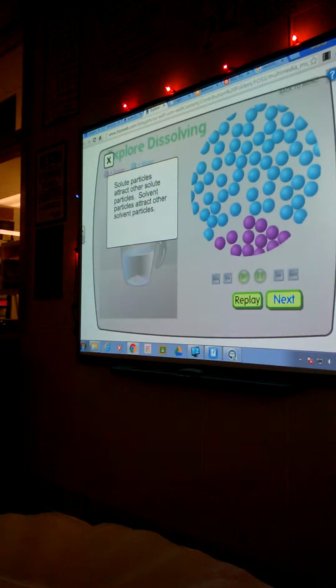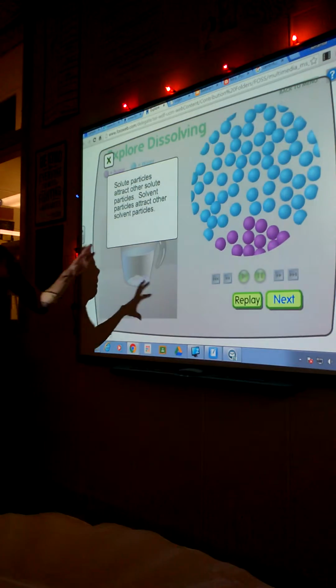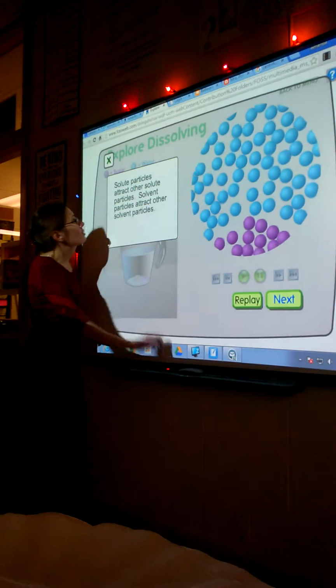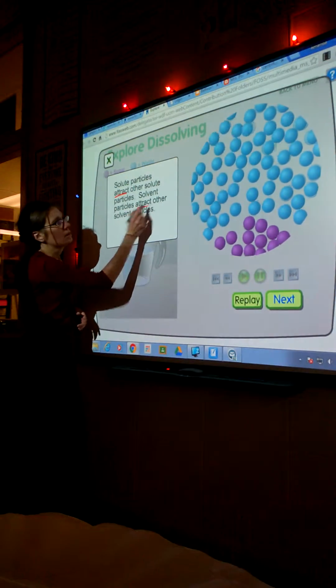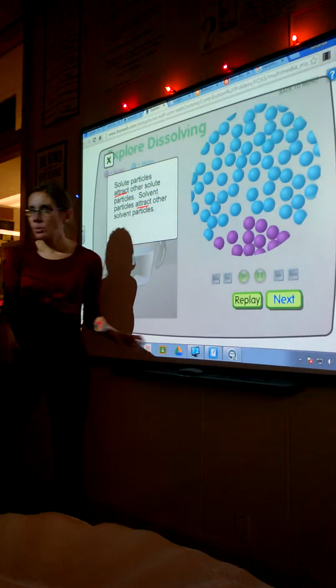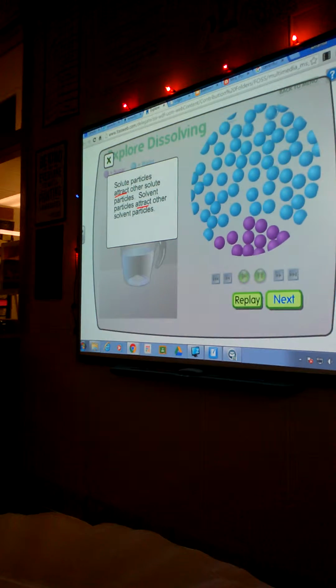Why does that happen? We haven't talked about that yet because we haven't really talked about bonds specifically. We're going to in the near future. But these attractive forces, they use this word attract each other, are very similar to the way static electricity works. Anybody ever take a balloon and rub it on their head, then stick it to the side of the wall and it stays there?